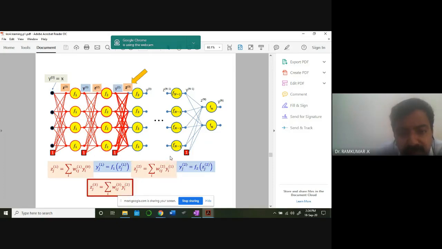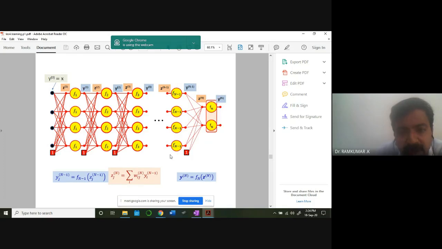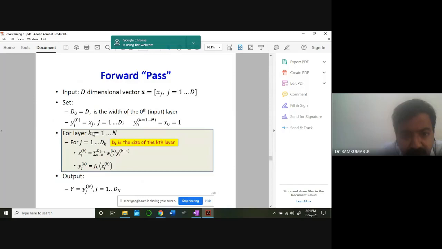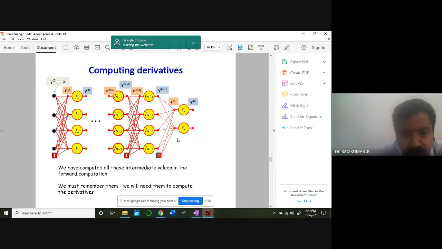Now ZJ3, YJ3: you have to compute the pre-activation and activation. Is it clear? So this is called the forward computation. You see how we are doing the forward computation. This is important. Once you compute the forward computation, you can do this in terms of simple code. We'll see the code later on, but just get a feel of what we are trying to do. We have computed all these intermediate values in the forward computation. You must remember them, we will need them to compute the derivatives.